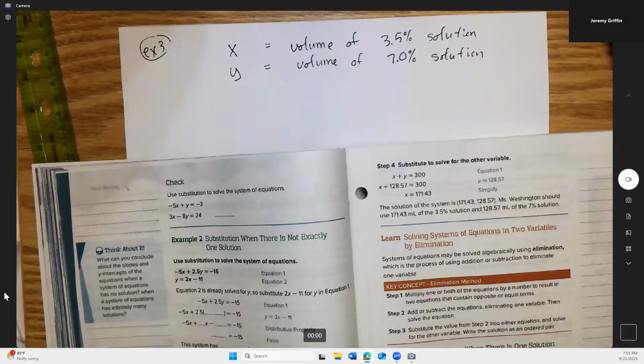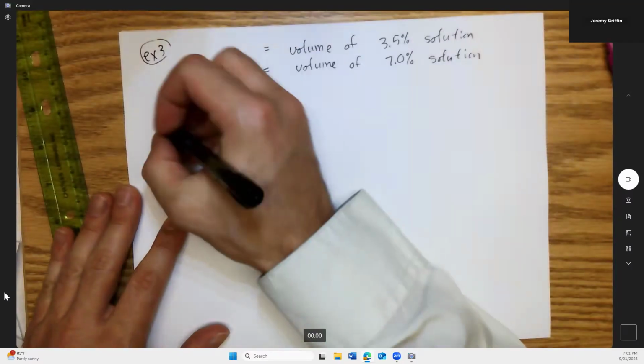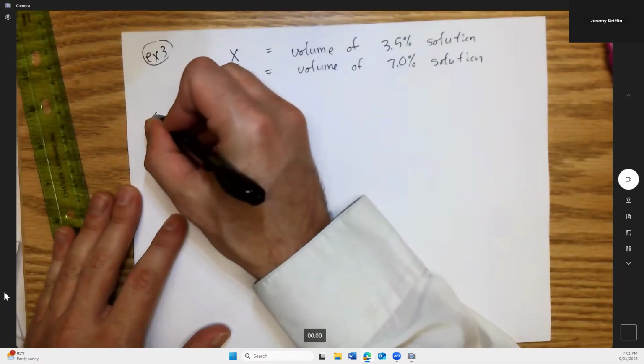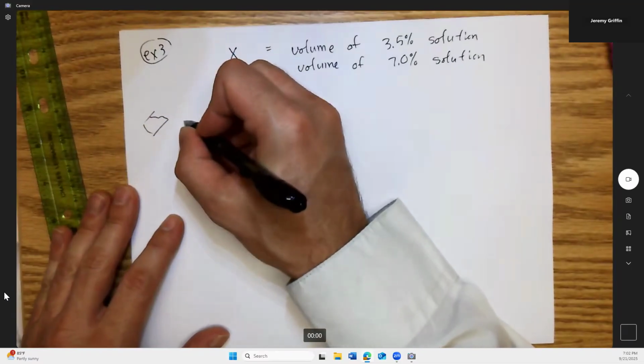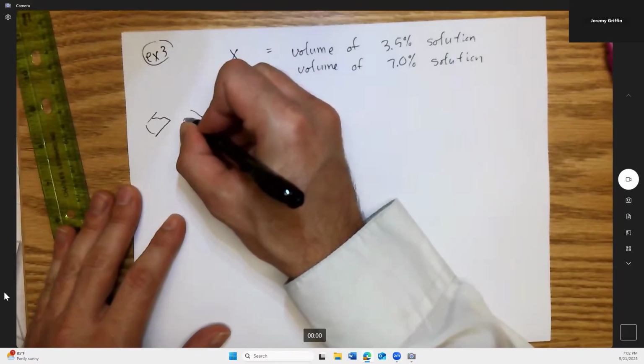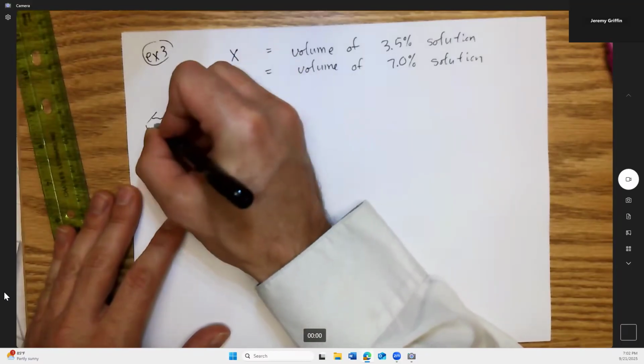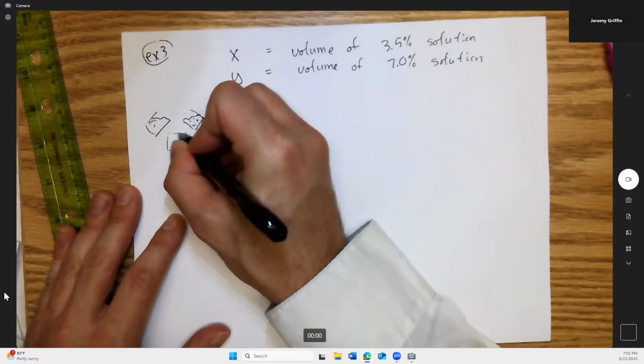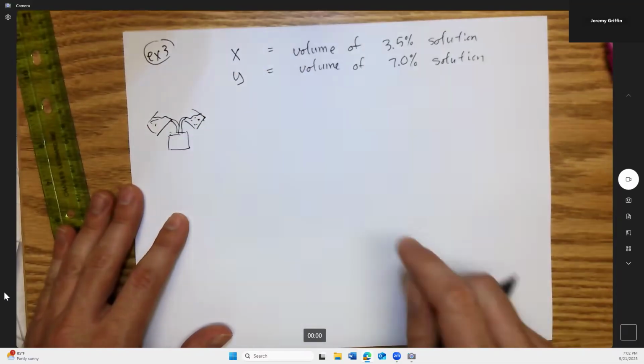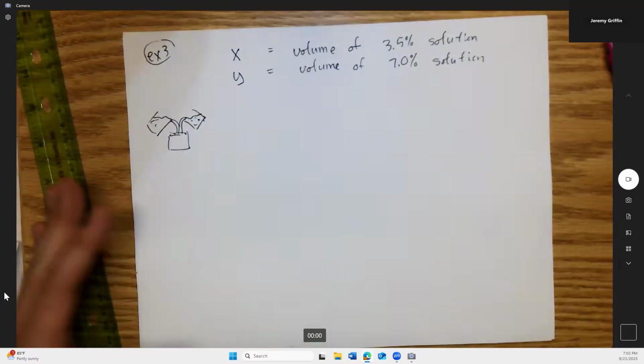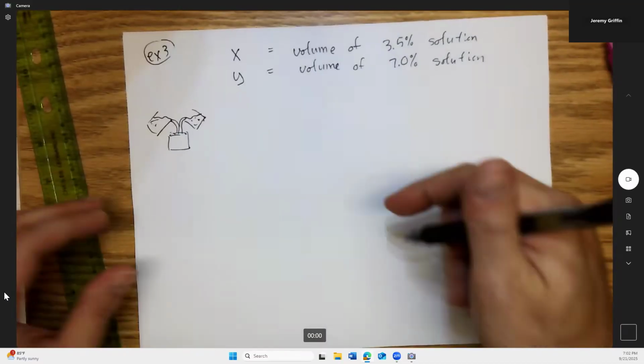Okay. Here, and I'll draw you guys a little picture. All right, so she's got this one solution that's kind of dilute, and this other solution that's kind of concentrated. Right, she's going to mix these together, until they make the 5% she needs in the middle. And so how can we turn this into an equation?